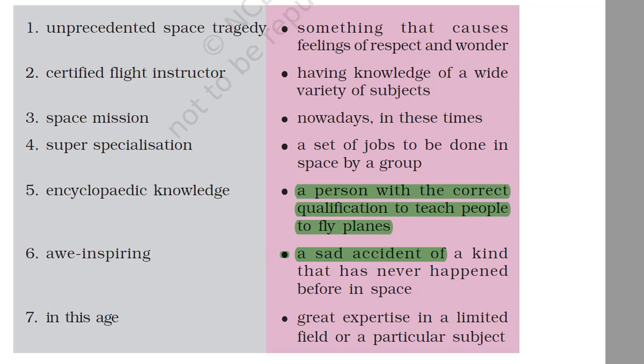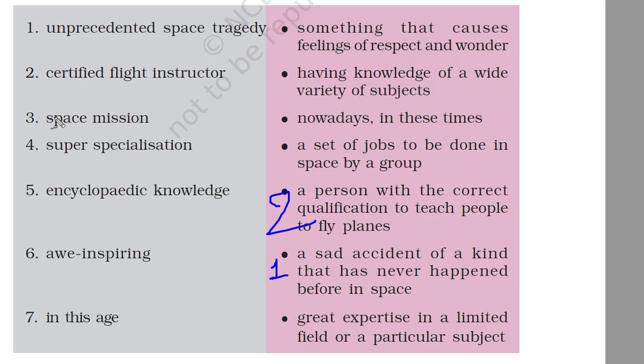And space mission. Okay, what we will do here, let me correct the answer. Yeah, let me write it down for you. So here, this one is the first. This one will be the second. Space mission. What is the meaning of space mission? That is a set of jobs to be done in space by a group. So this will be our third one. Super specialization. That means you have a good knowledge or good capability. Great expertise in a limited field or particular job, that we call super specialization. You have good knowledge in one particular field. That will be the answer.